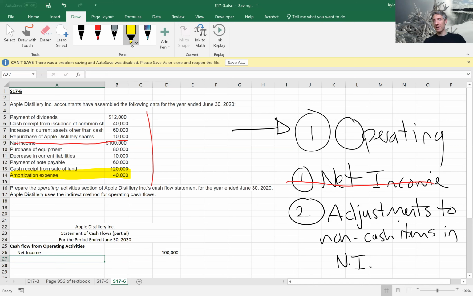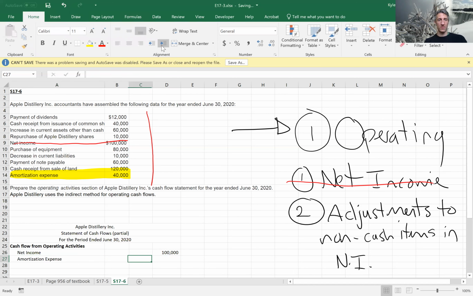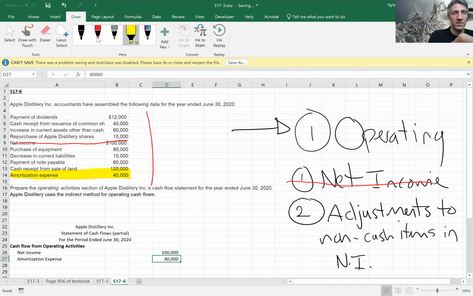So I need to add back amortization expense. And it was 40,000. And I'm now done with this line item, amortization. So I'll just cross it off because I know we're not going to need it again. So now I'm done with step two, adjustments to non-cash items that were included in net income.